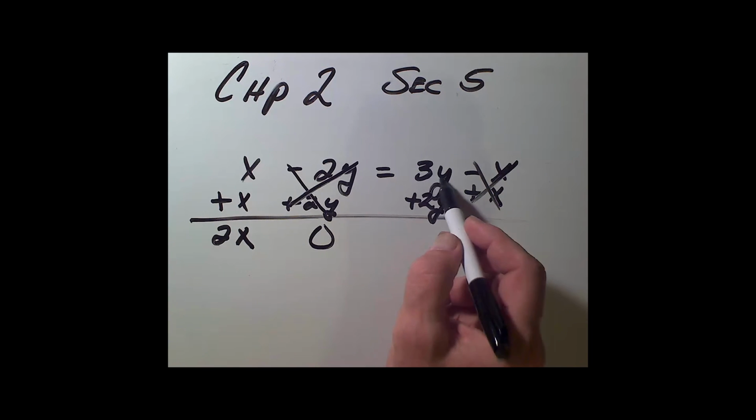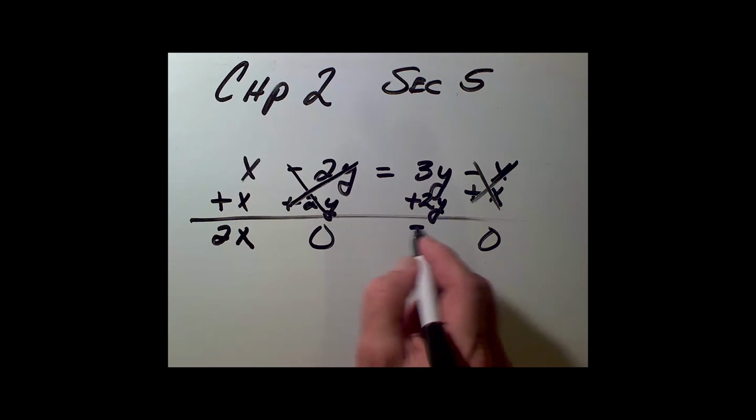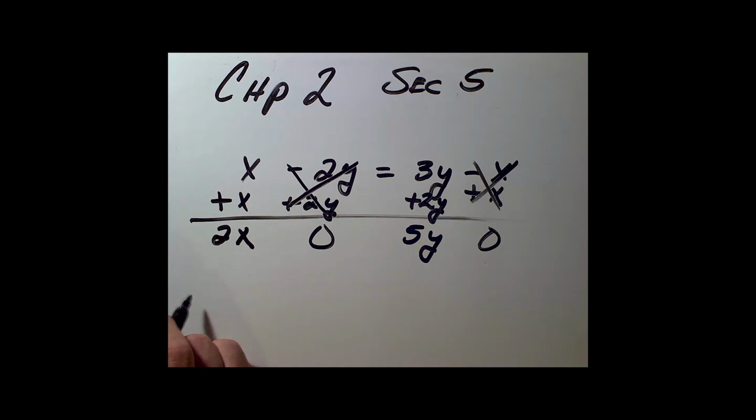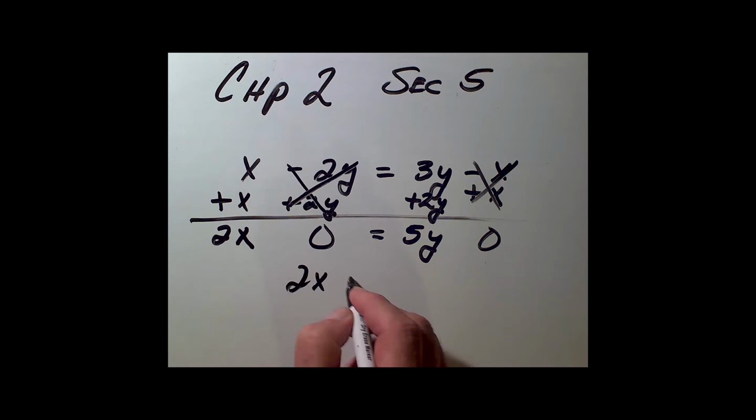Now I have 3y plus 2y would equal 5y. So if I was going to rewrite my equation again now, my equal sign is right there. I could write it as 2x equals 5y. But am I done?